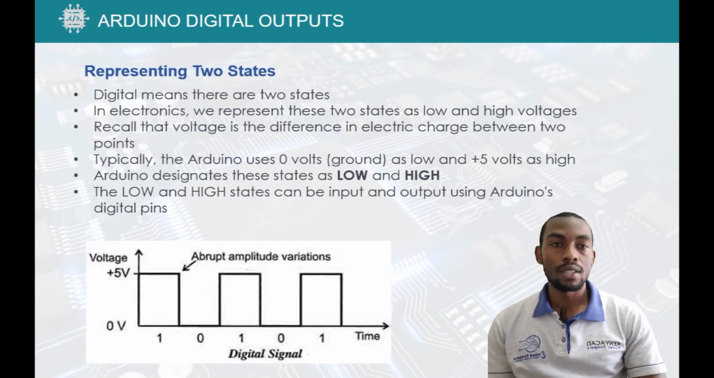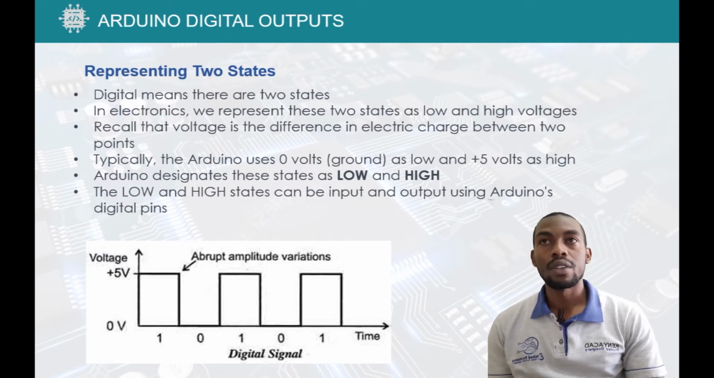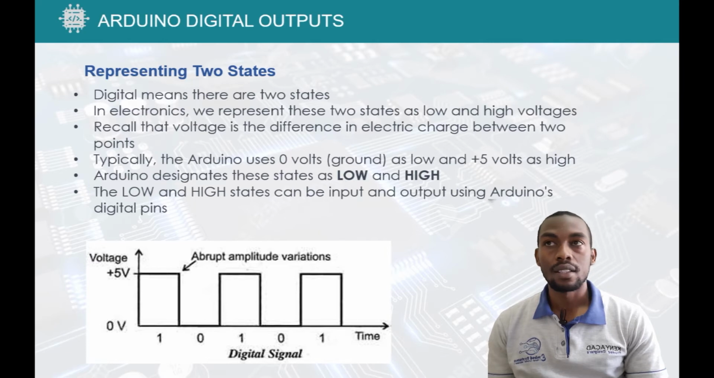So digital means that there are two states. In electronics, we represent these two states as low and high voltages. Recall that voltage is the difference in electric charge between 2 points. Typically, the Arduino uses 0 volts as ground or low and 5 volts as high. Arduino designates these states as low and high.